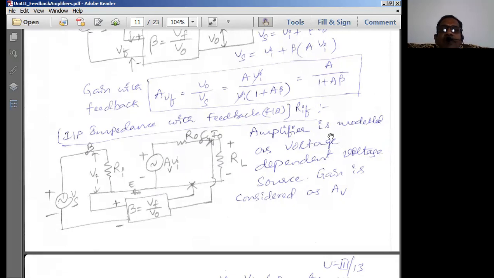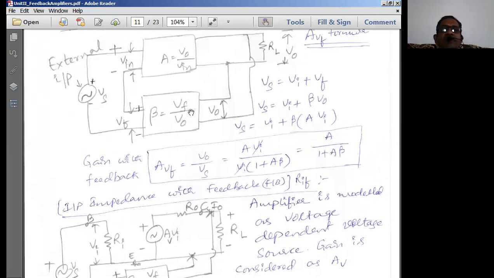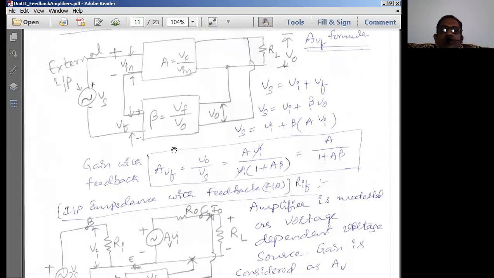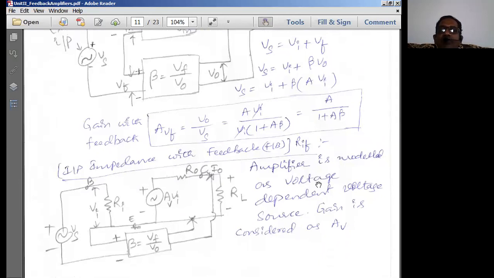Now, why is the amplifier modeled here as a voltage dependent voltage source? What is this amplifier giving as output? Voltage, because we are sampling the voltage, so it is giving a voltage. So it is a voltage dependent voltage source.